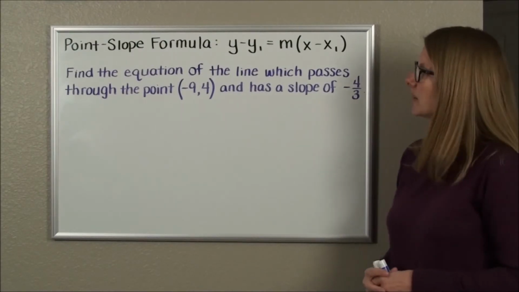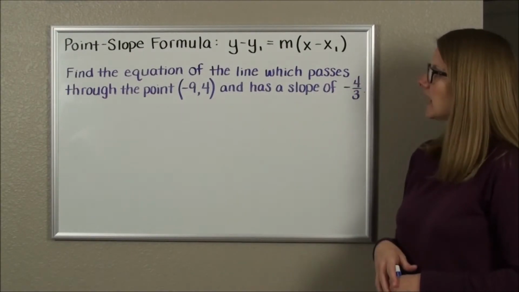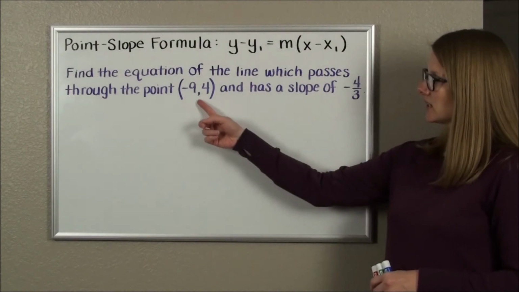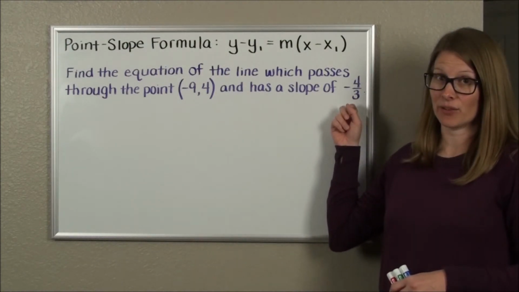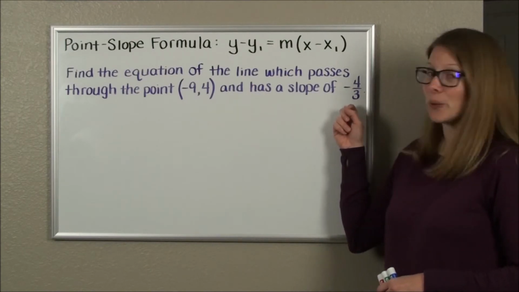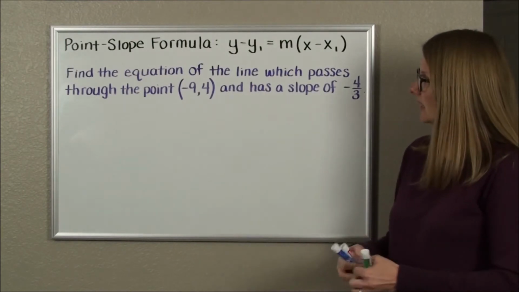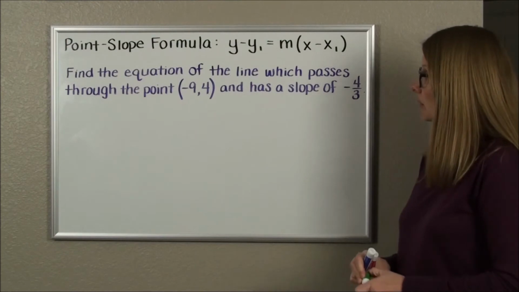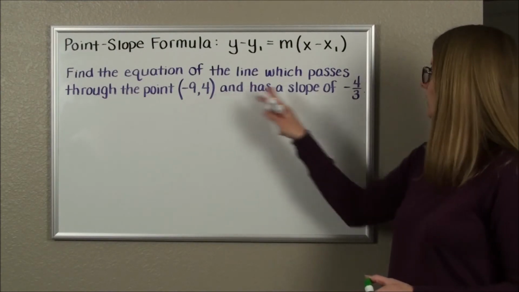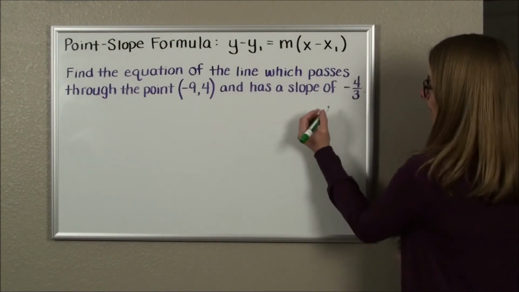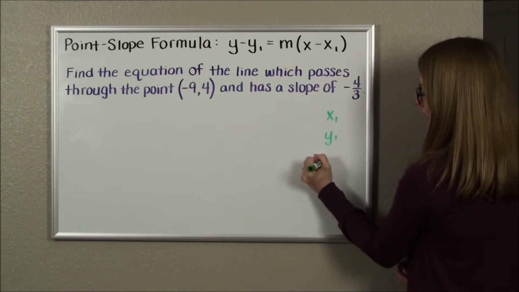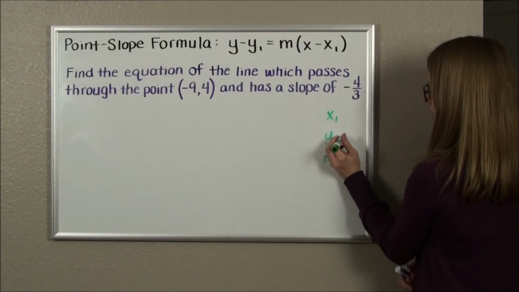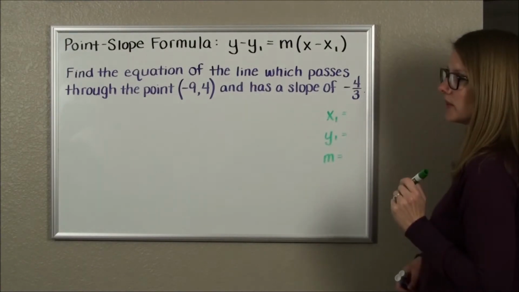Okay, this last example, we're trying to find the equation of the line which passes through the point (-9, 4) and has a slope of -4/3. Now that -4/3 is a fraction, so we'll see how that comes out in the end here. First, before I start plugging and chugging, let's give each of these pieces of information a name. I know that there's an x sub 1, a y sub 1, and an m from my formula that I need to be able to plug in, so I have to identify those pieces.